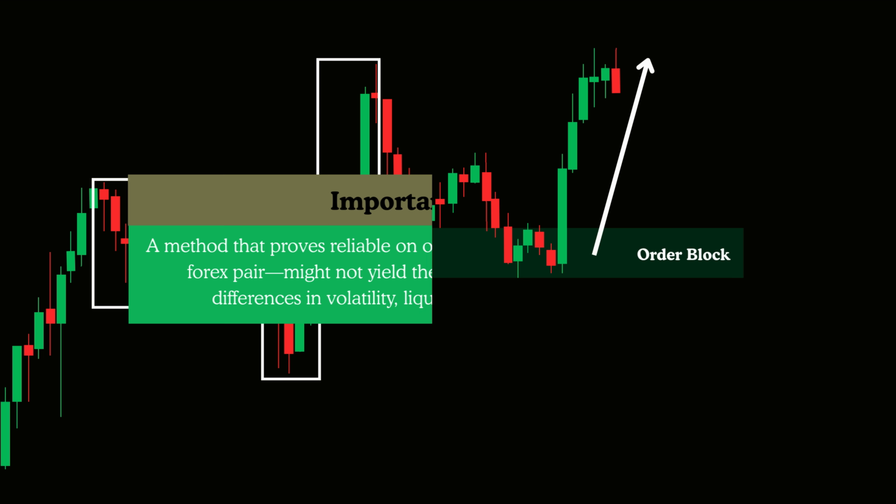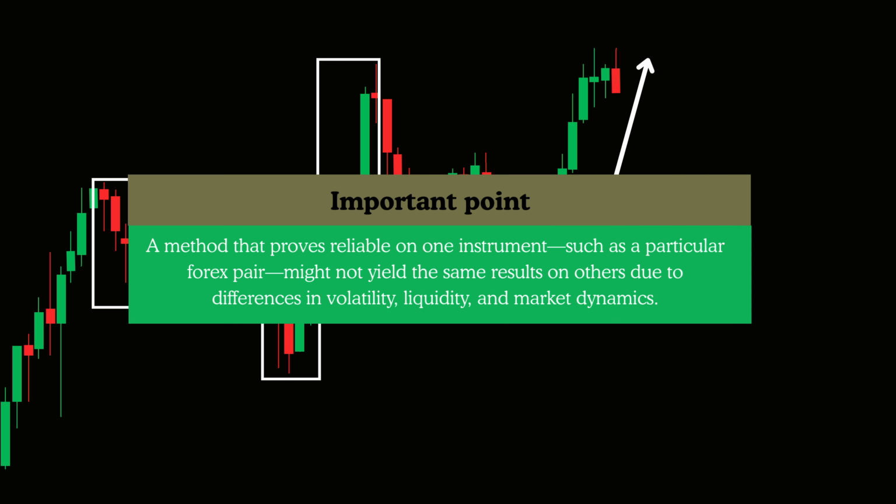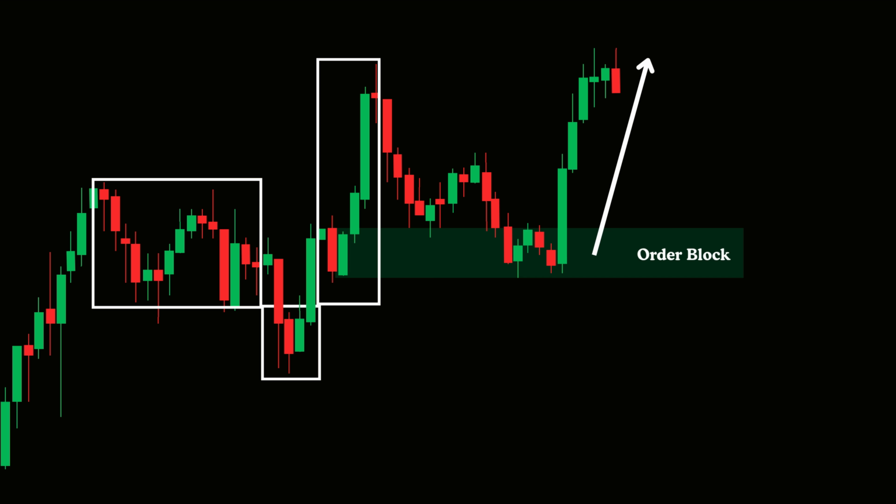A method that proves reliable on one instrument, such as a particular forex pair, might not yield the same results on others due to differences in volatility, liquidity, and market dynamics. Pay attention to how the strategy behaves across varying trading environments, timeframes, and market conditions, and make improvements based on those observations. When identifying the AMD phases, accumulation, manipulation, and distribution, on your chart, one important aspect to factor in is the role of different trading sessions. Each session carries unique volume characteristics, which can shape price action in specific ways.